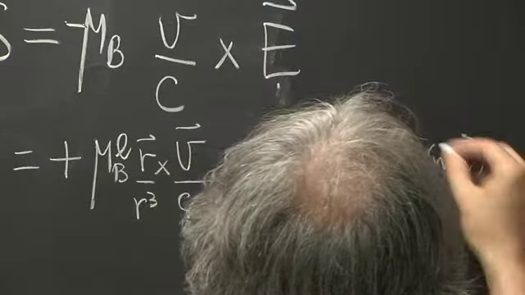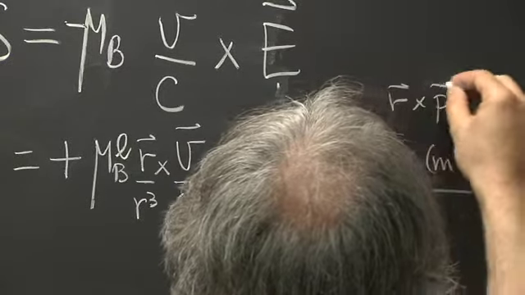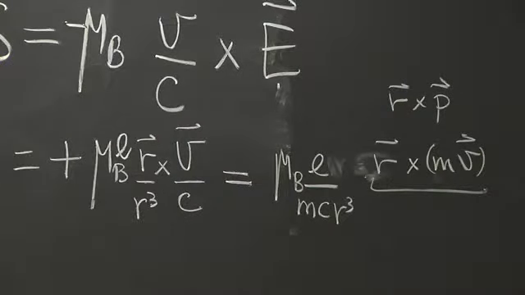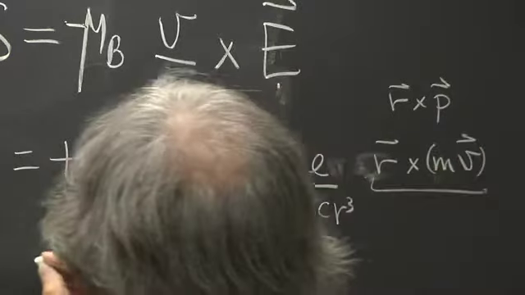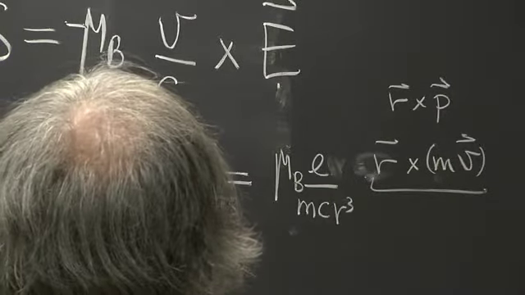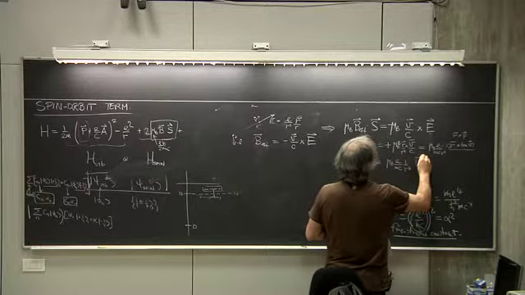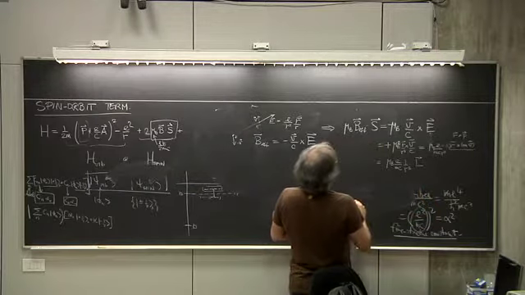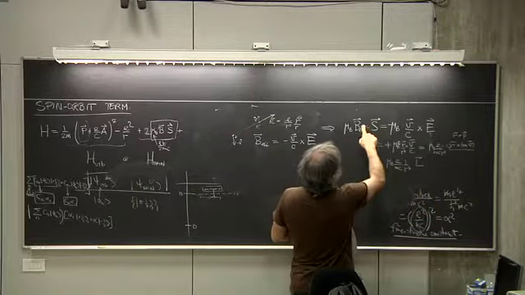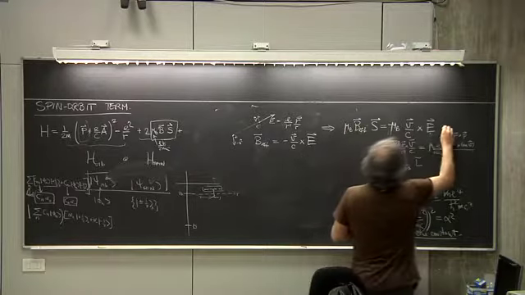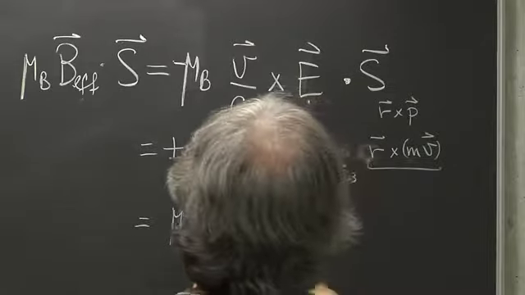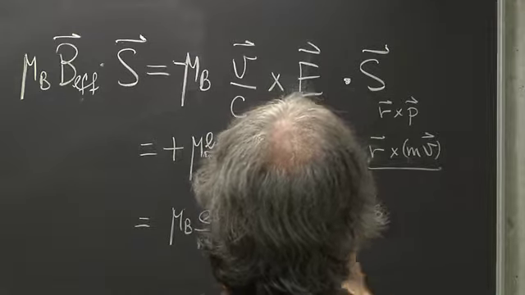But you see that this is r vector p. So this is the angular momentum. So the angular momentum appears here. So this is equal to mu B e over mc, 1 over r cubed, angular momentum. This is only this term. I should here take a scalar product with S everywhere.